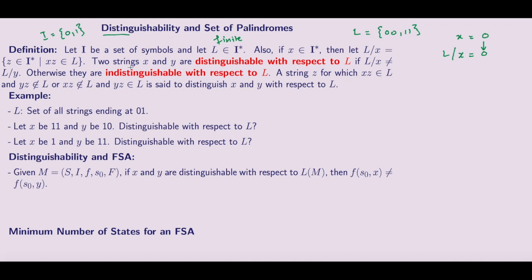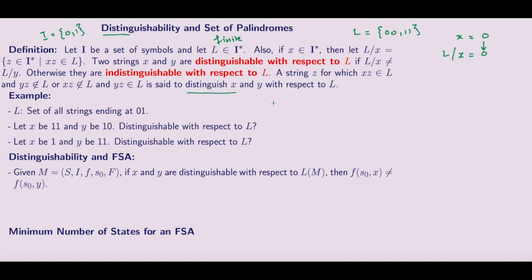Okay, so now if we have two strings x and y which are distinguishable with respect to L, when do we say that they are distinguishable with respect to L? When L slash x is not equal to L slash y, otherwise they are indistinguishable. Okay, and a string z for which one of x and y is in L and the other one is not in L is said to be distinguishing x and y with respect to L.